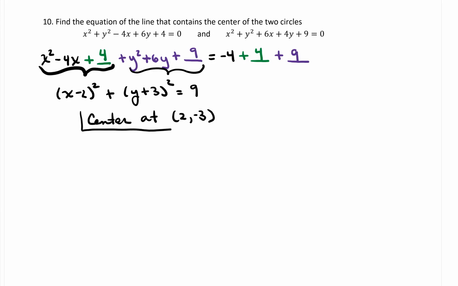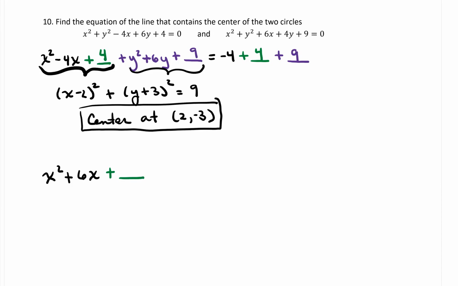Okay, so we have one point on that line that goes through this center. And so we want to look at the center of our second equation. So I'm going to rewrite it, grouping our x terms together and our y terms together, leaving us room to rewrite that as a perfect square. So we have x squared plus 6x. We're going to add something again to make this a perfect square. We can just do it now.